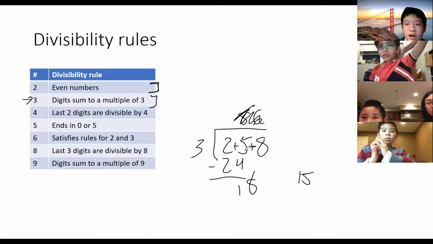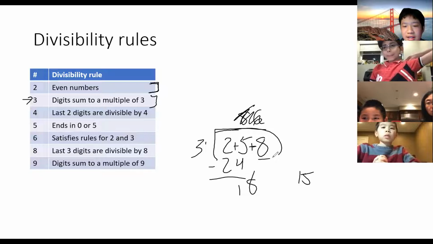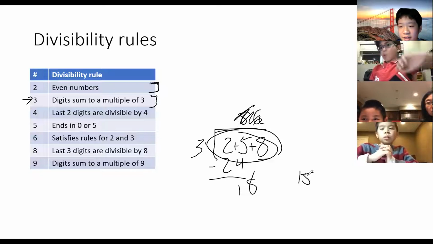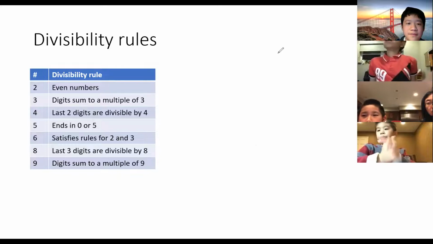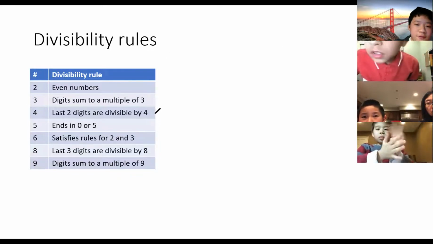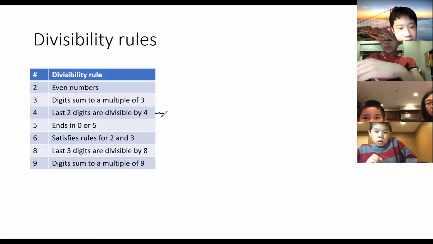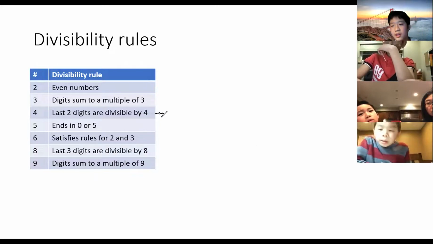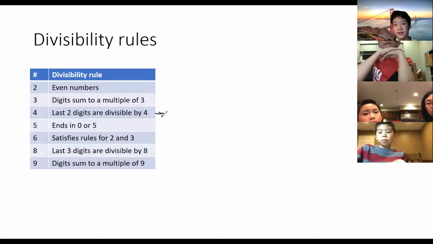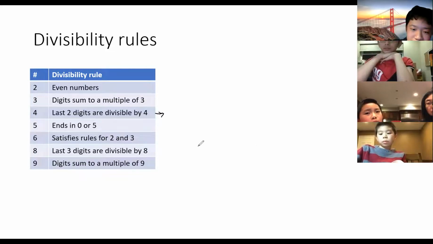So if you see here, we don't always have to divide like this. This takes a lot of time and a lot of effort. If I add the digits together, that's a lot easier to do. Okay? And about 4. If the last 2 digits in a number are divisible by 4, then the whole number is divisible by 4. Let me show this with an example.